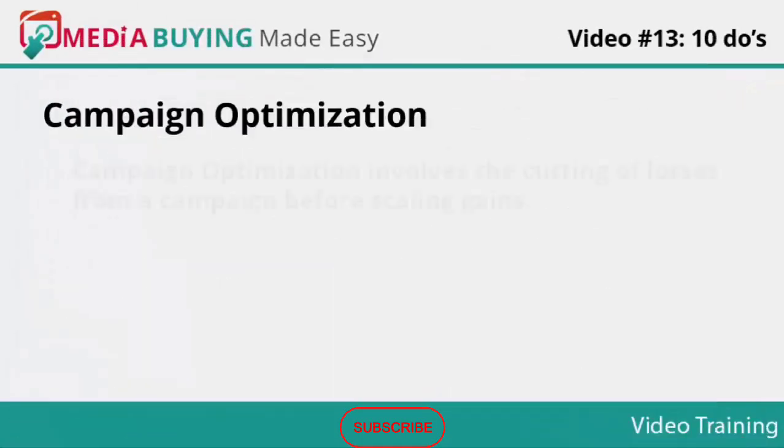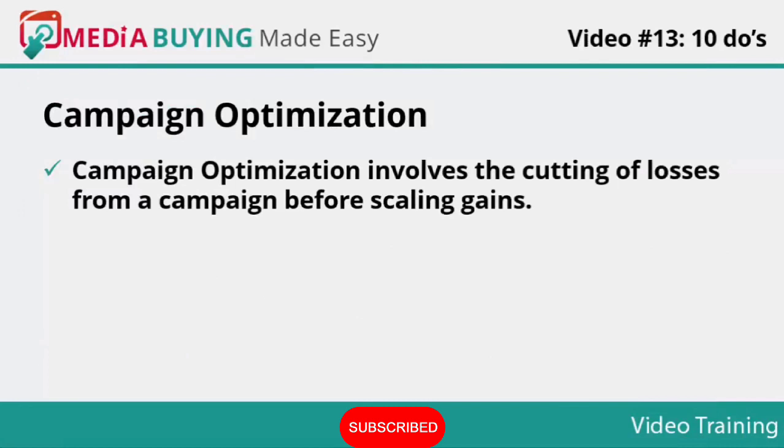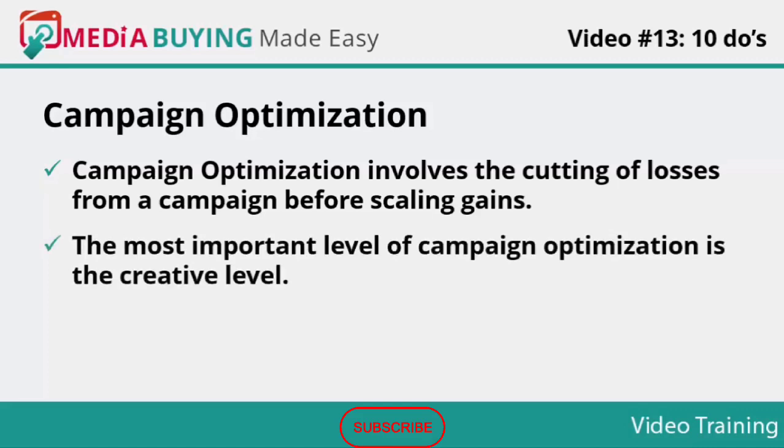Campaign optimization. Campaign optimization involves cutting losses from a campaign before scaling gains. This optimization occurs from the beginning to the creative, and from there moving to placements and individual sites. The most important level of campaign optimization is the creative level. For a good media buying campaign, you must have the correct and sufficient data that can be processed and used for the ad. By keeping all the above-mentioned points in mind, businesses can ensure that they will create a successful media buying campaign that helps them get targeted traffic and the profits that they've always wanted.